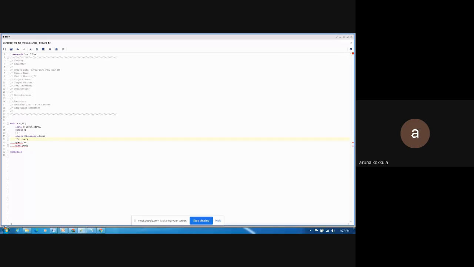If reset is not equal... I think an exclamation mark is given, sir. No, don't put not equal. If reset, Q equal 0, else Q equal D. That's all, sir. Now that is the behavior of the D flip flop. Now compile it.